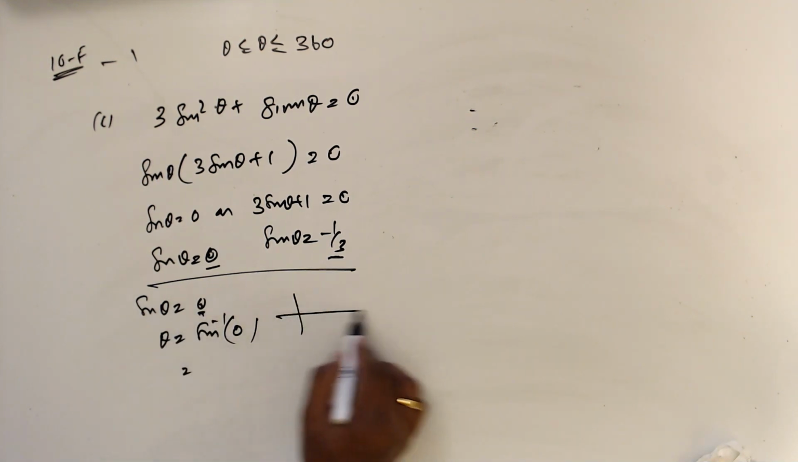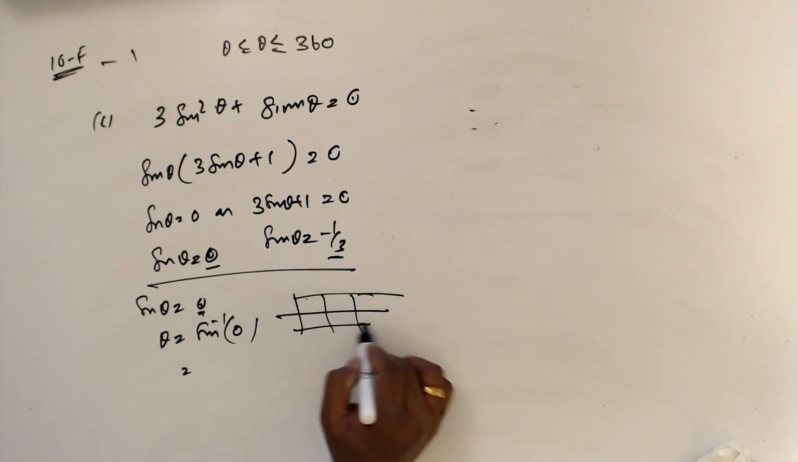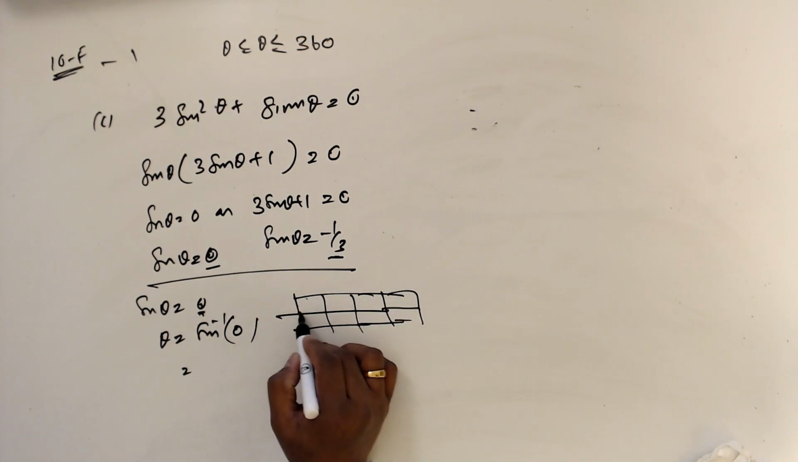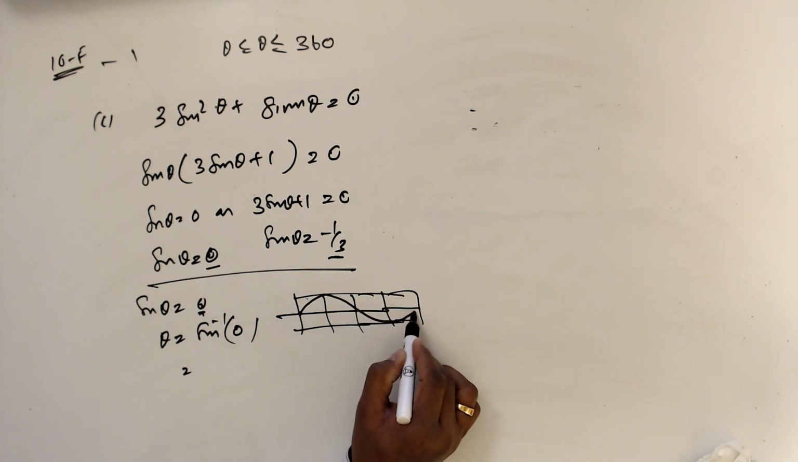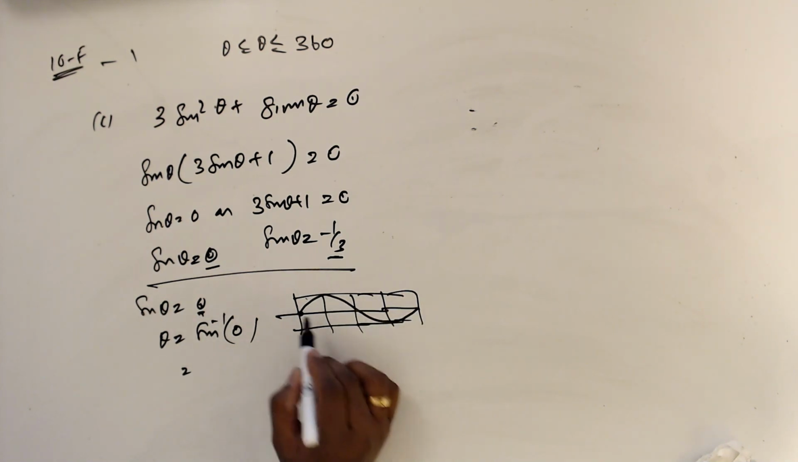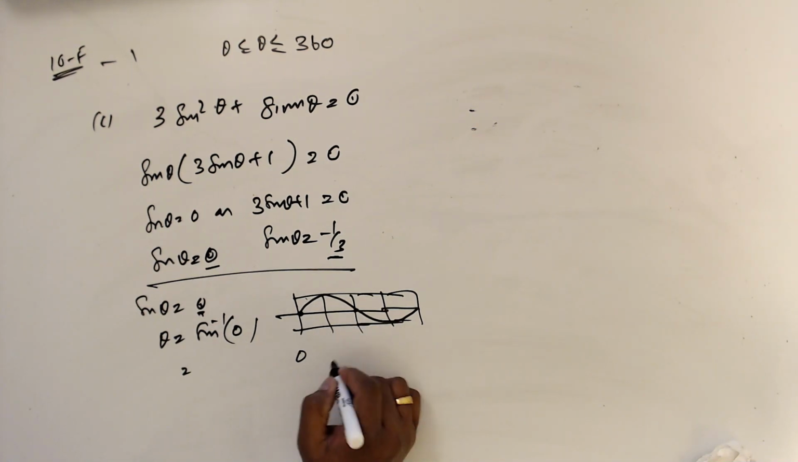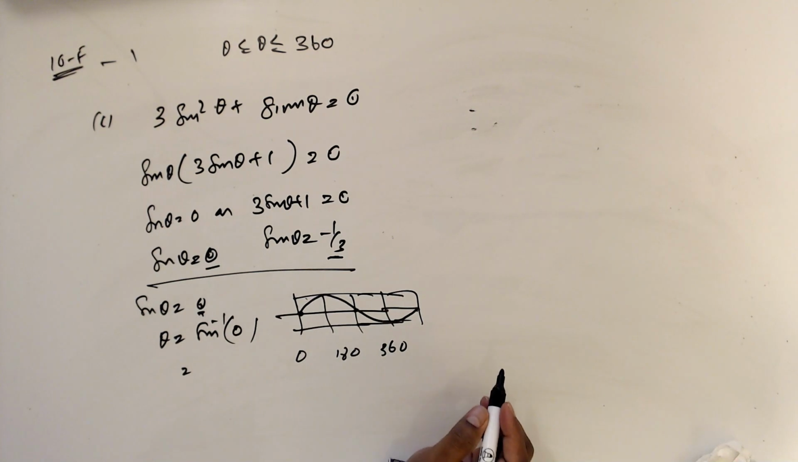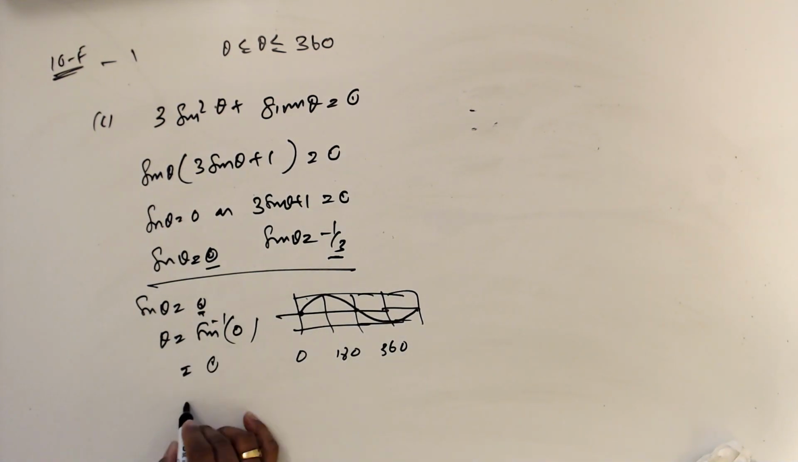So in the sine graph, when you draw it, which places have sine equals 0? You start from here. This is 90, 180, 270, 360. So 0, also sine 180 equals 0, then 360. So the answer, sine inverse 0, is 0 you will get.